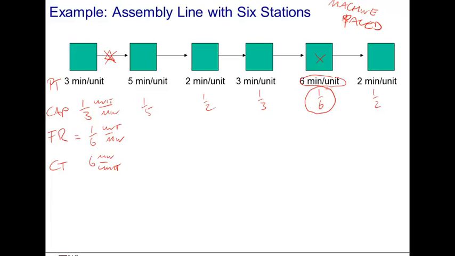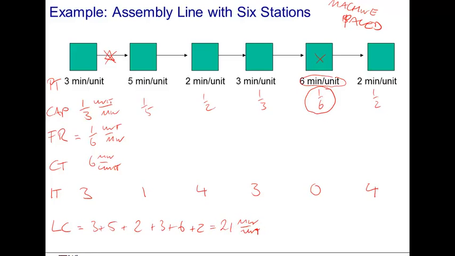Next, we can compute the idle time at each of the resources as the difference between the cycle time and the processing time. That would be 3 minutes here, 1 minute here, 4 minutes here, 3 minutes here, 0 minutes here, and 4 minutes here. We'll then define the labor content as the sum of the processing times, which is 3 plus 5 plus 2 plus 3 plus 6 plus 2, which makes a total of 21 minutes per unit.